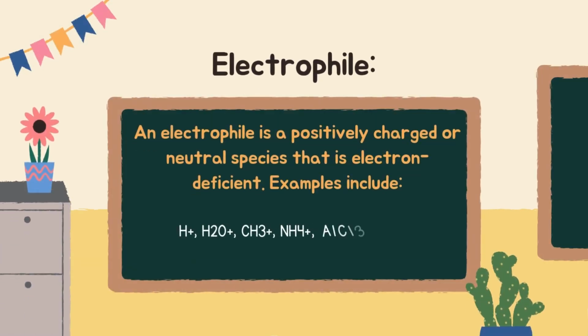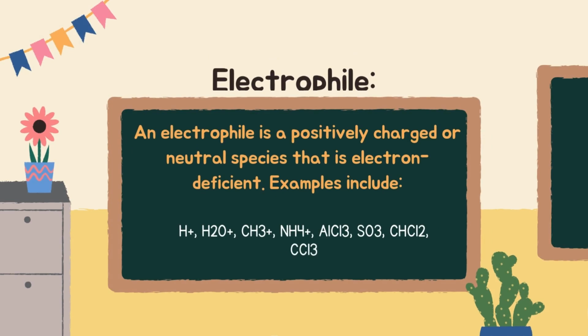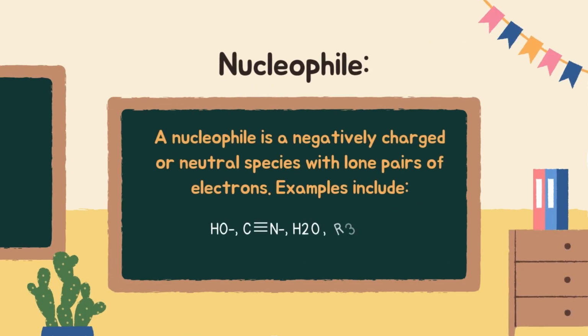Electrophile. An electrophile is a positively charged or neutral species that is electron deficient. See the examples. Nucleophile. A nucleophile is a negatively charged or neutral species with lone pairs of electrons. See the examples.